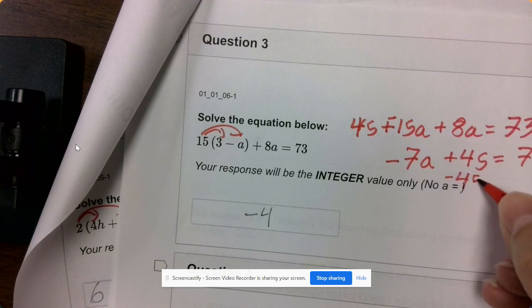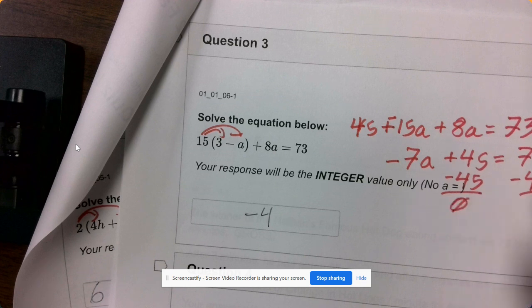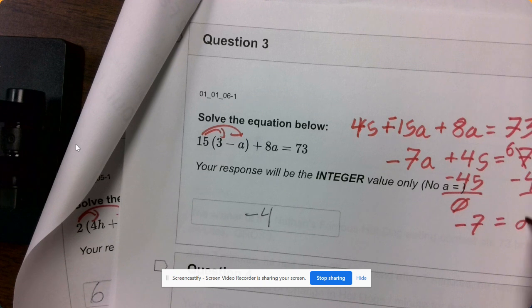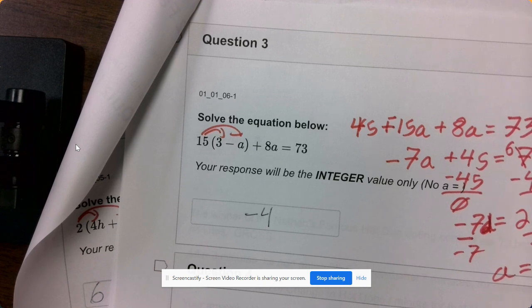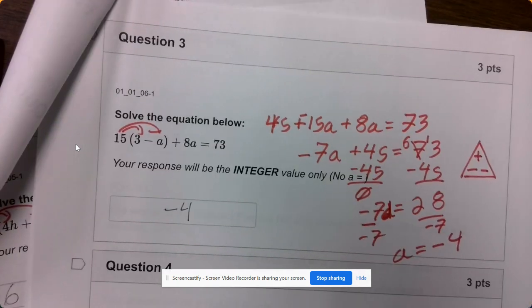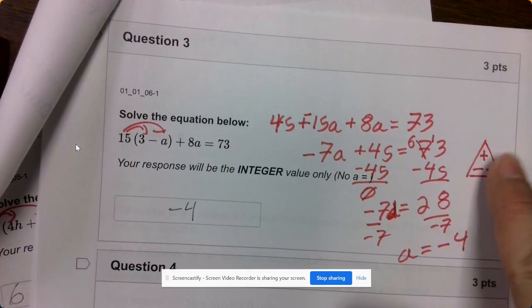Subtract 45 from each side. We're at 28. Divide by, oh, this is an a. Divide by negative 7. And we're going to get a is equal to negative 4. So everybody remember, negative divided by negative is going to give us a positive. Sorry, y'all couldn't see that one. Negative divided by negative is a positive.